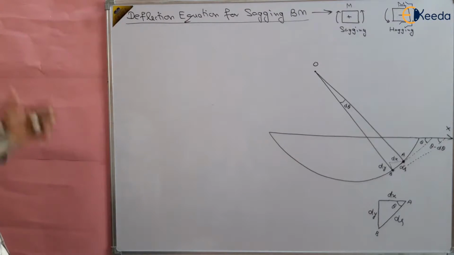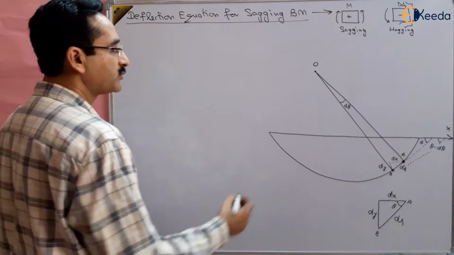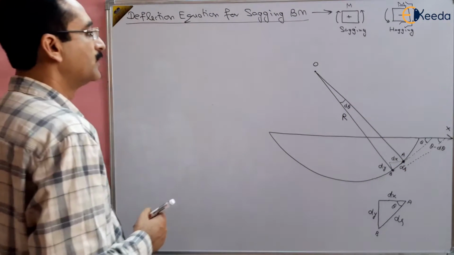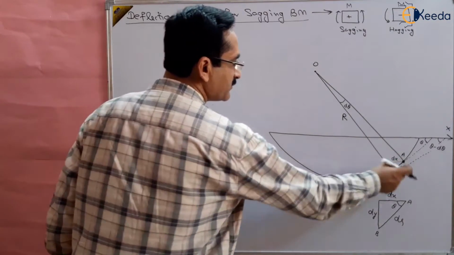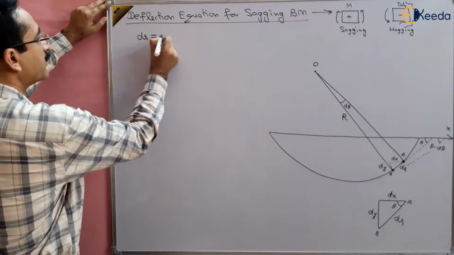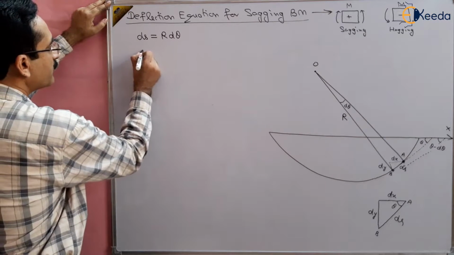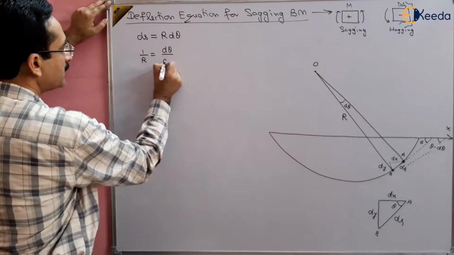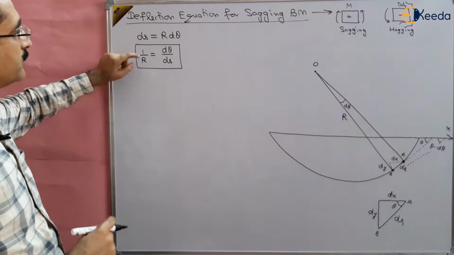If we see the angle at the x-axis, this is theta and theta minus d theta, right? And suppose r is the radius of curvature. Then what is the value of ds? ds will be equal to r d theta, right? Or we can write 1 by r equal to d theta by ds. This one equation we have obtained: 1 by r equal to d theta by ds.